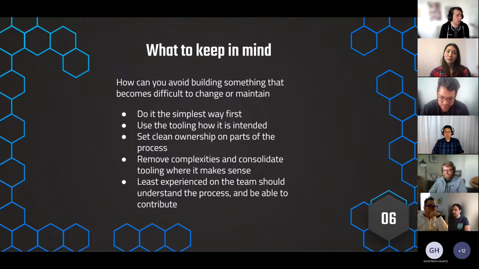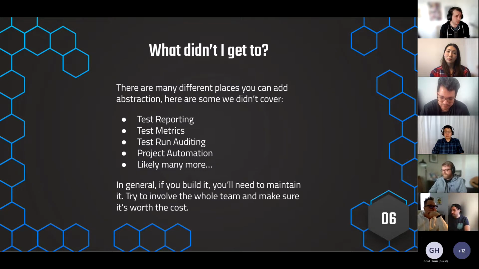So with that, what didn't I get to? There are so many different abstractions you can add. I only covered a few of them that I've had a lot of experience with, but you have things like test reporting, test metrics, and test run auditing, for whether you've got an audit process to make sure you ran all of the tests against every release that goes out. Project automation, like talking to your tooling, whether it's Project Board or Jira, moving tickets around and that kind of flow, emailing people when releases come. There are all of these different abstractions that you can build.